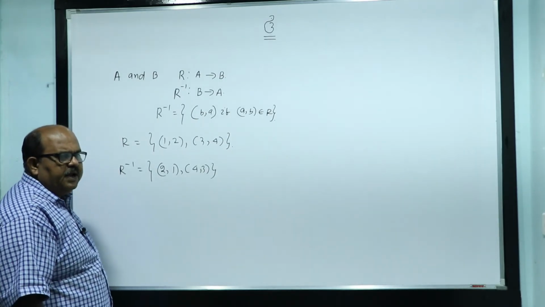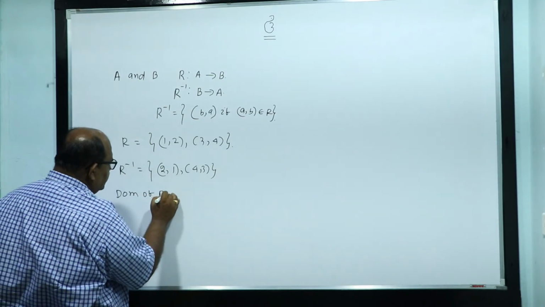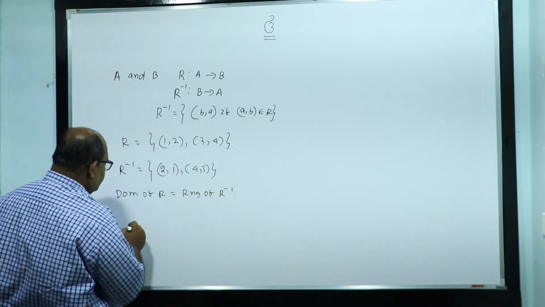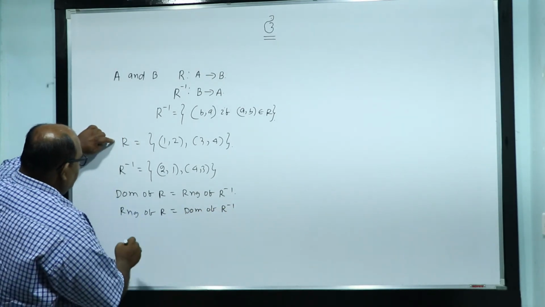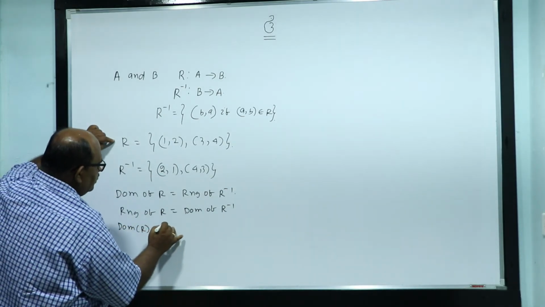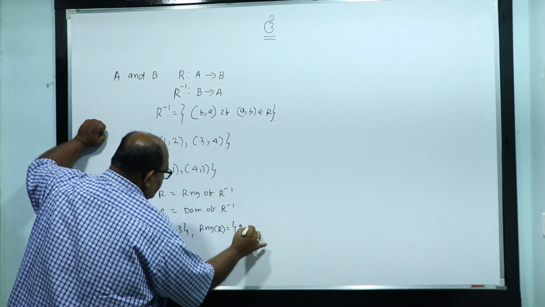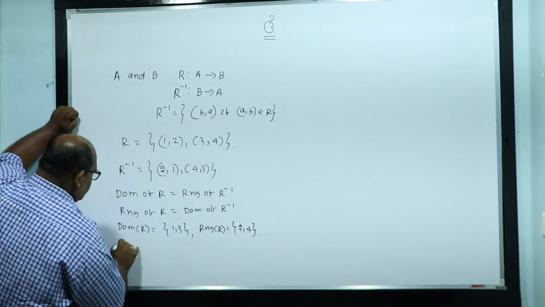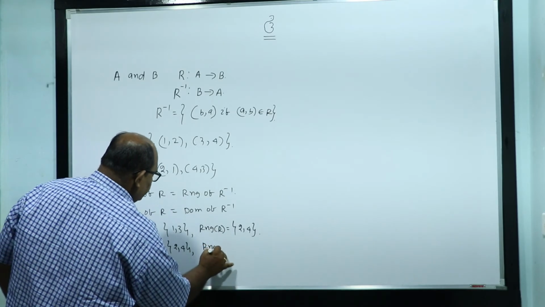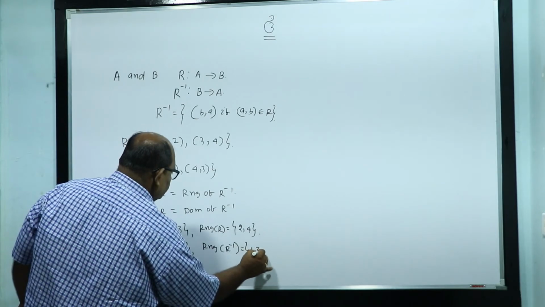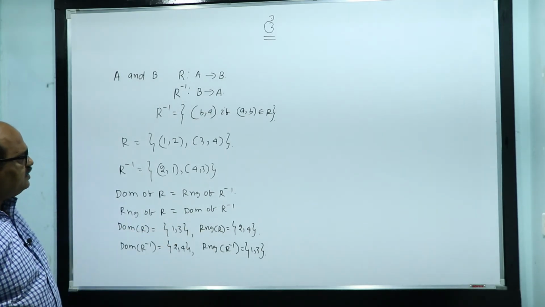Another important thing is about domain and range with respect to this relation and its inverse. Domain of R is equal to range of R inverse. Range of R is equal to domain of R inverse. Clearly, look here. What is the domain of R? Domain of R is equal to 1, 3. And the range of R is equal to 2, 4. Similarly, the domain of R inverse is equal to 2, 4, and the range of R inverse is equal to 1, 3. So clearly, domain of R is equal to range of R inverse, and domain of R inverse is equal to range of R. Very simple.